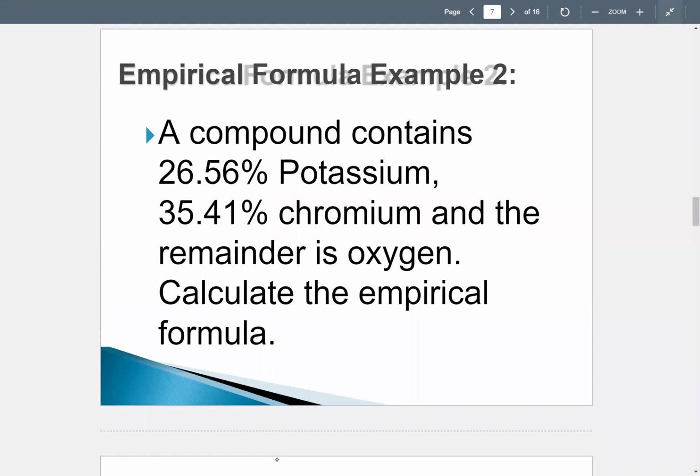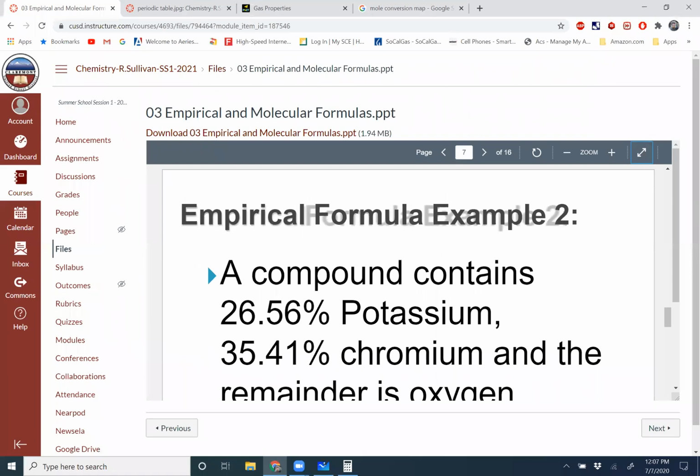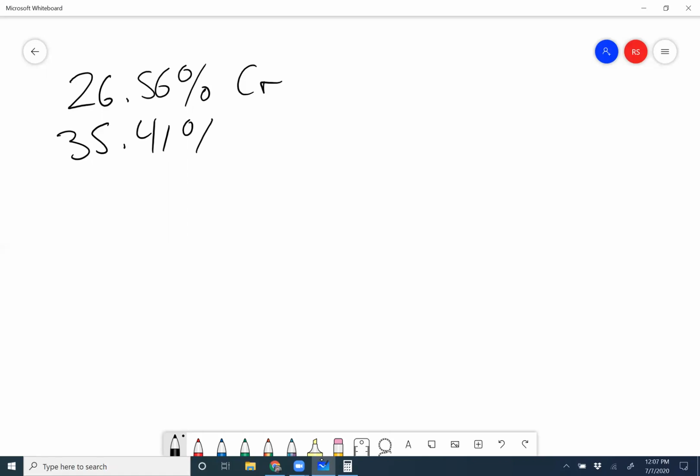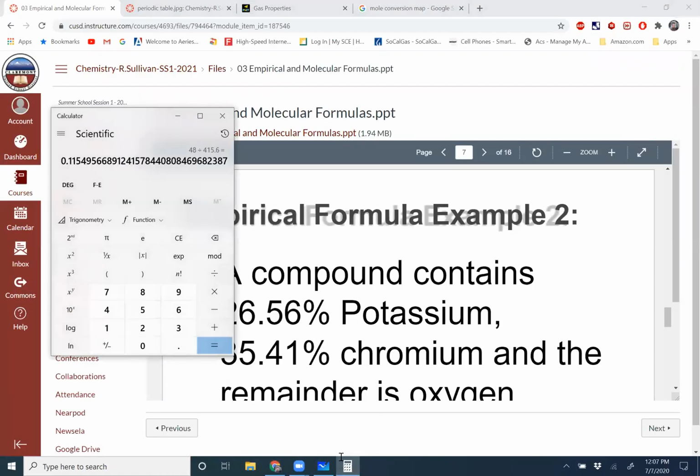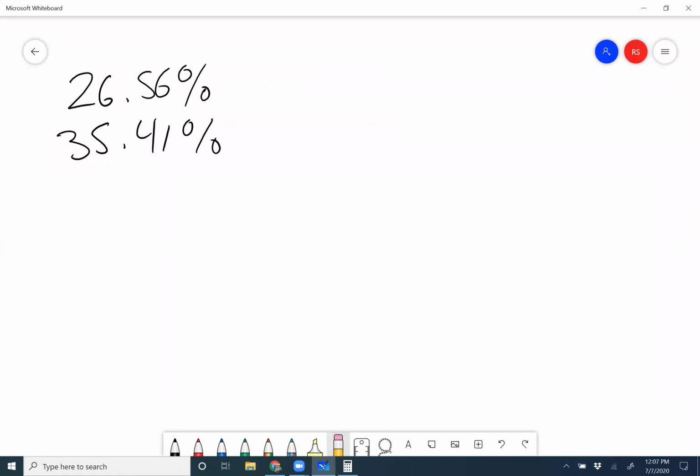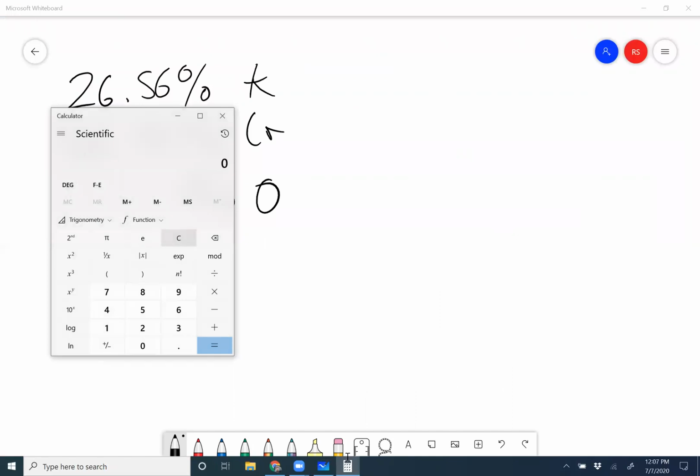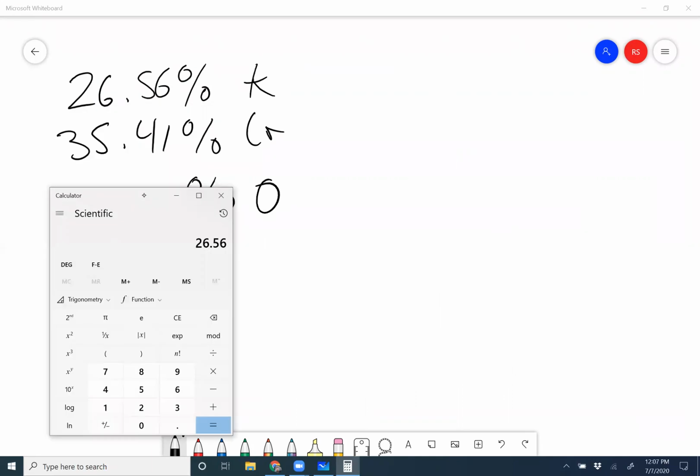Okay, say for instance we did that and we have some potassium, some chromium, and some oxygen in our sample. It says 26.56% of the stuff was potassium, and 35.41% of it was chromium, and then the rest is oxygen. So let's get out our calculator here. 26.56, and then we're going to add that to 35.41, then 100 minus our answer.